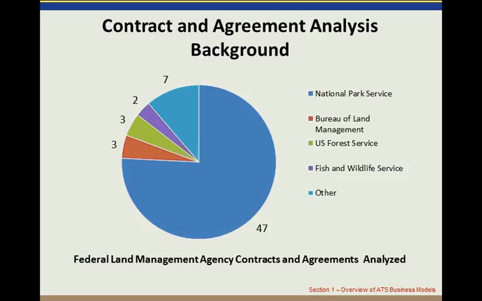agreements. And as you can see from this slide, the bulk of those were from the National Park Service. We also did look at some contracts and agreements from the Bureau of Land Management, the Forest Service, and Fish and Wildlife Service, as well as a few other ones that were not involving any land management agency, or contracts designed to serve land management agencies, but the land management agency was not actually a party to the contract or agreement.